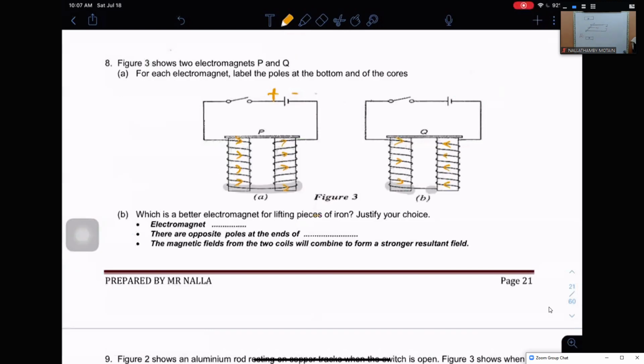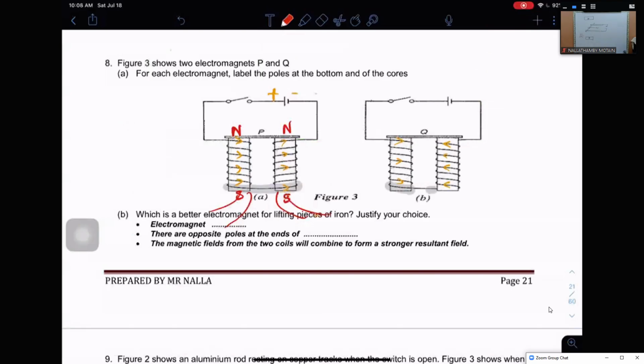Okay, so we use the right hand grip rule. What happened at this section? Here will be north, here will be south. Here also north, over here is what? Become south. That means like poles. If like poles, it will repel. That means the magnetic field is not being concentrated.